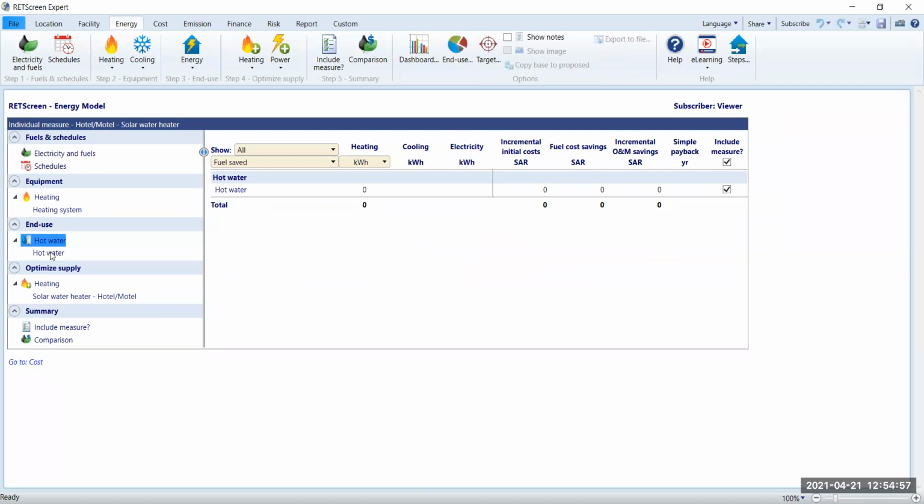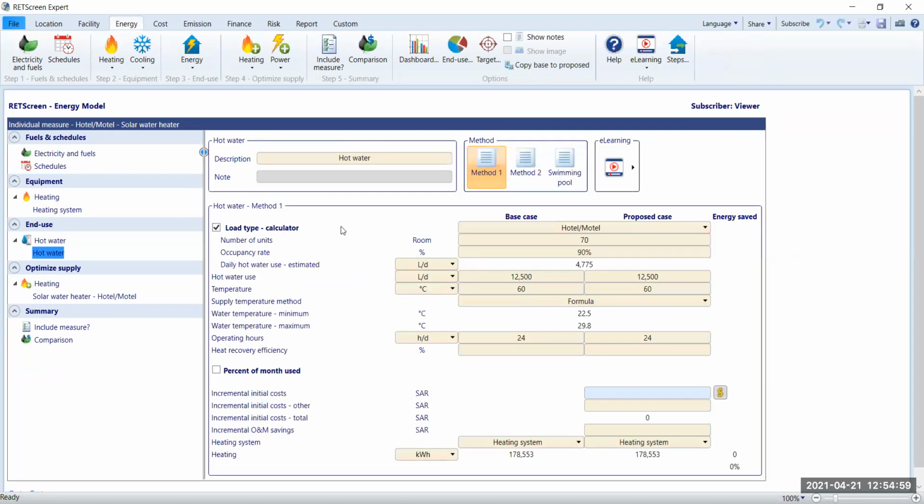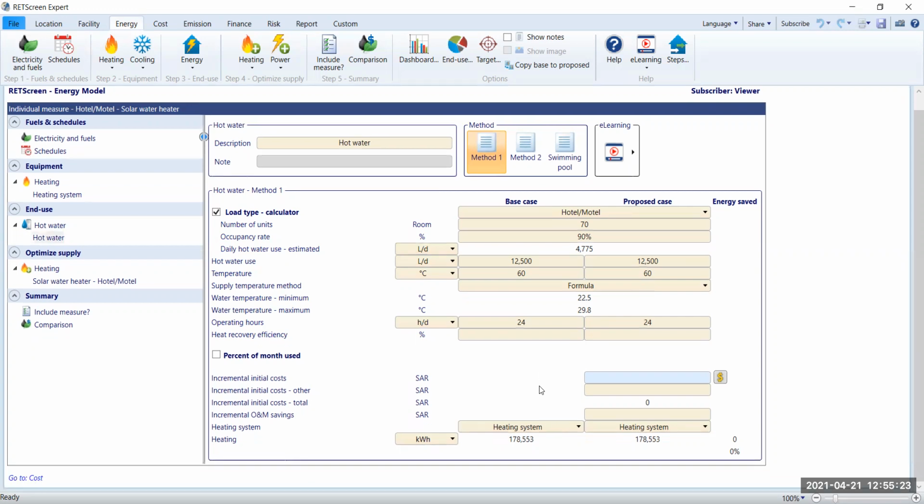The hot water: basically this is where we put the rest of the information that we have for the system, such as the liters per day, which is given in the example or the project. 60 is the temperature to which we need to heat the water. These are automatically there, the 22.5 and 24, operating hours, 24 hours per day assumed.